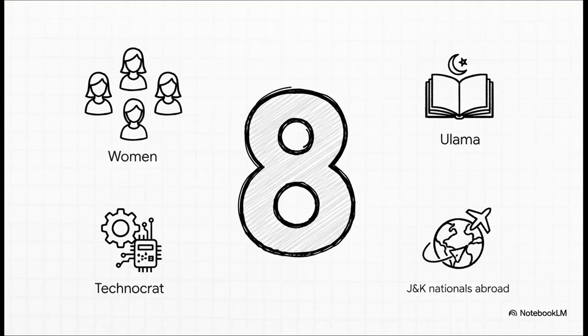And this is a fascinating part of the structure. Those 8 spots are specifically carved out. 5 for women, 1 for Islamic scholars or ulama, another for a technocrat, an expert in their field, and 1 for citizens who live overseas. It's basically diversity built right into the system.